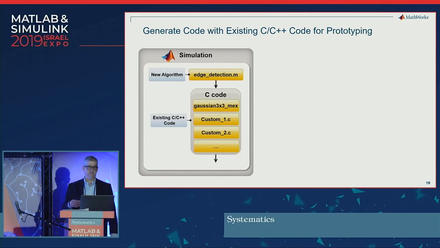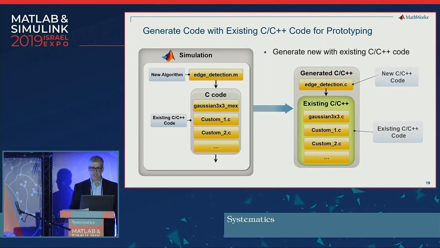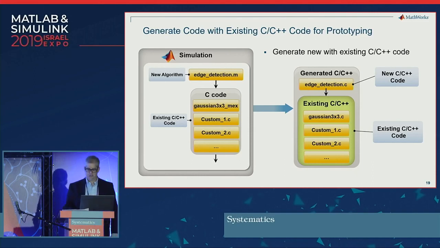So first, as I mentioned before, you could take an algorithm. In this case, it's edge detection. You can combine it up with some other C code that you have, some existing C code. And then you can generate C, C++ code for that entire project altogether using the ceval function for MATLAB Coder.